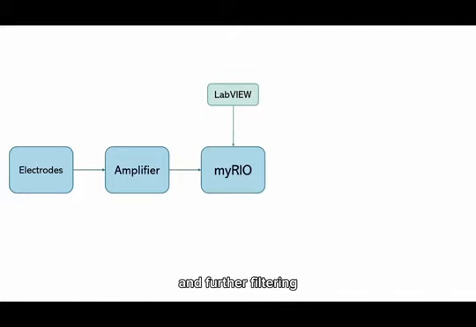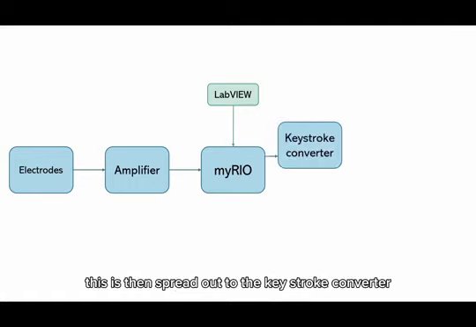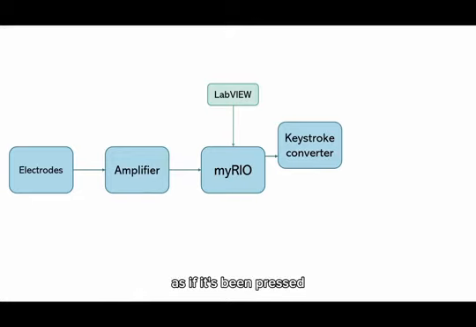and further filtering. Calibration is conducted by getting the patient to move their arm twice, and also without moving at all. The filtering itself is using a Butterworth filter with custom parameters. If the signal surpasses a threshold, this is then fed out to the keystroke converter, which then takes the signal and activates a keyboard as if a particular key has been pressed, an arrow key for example.